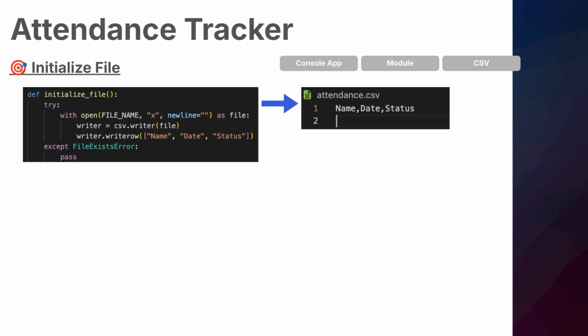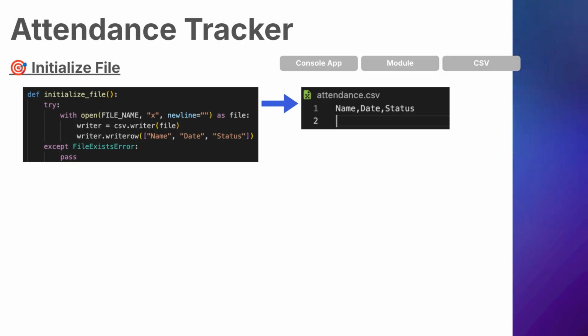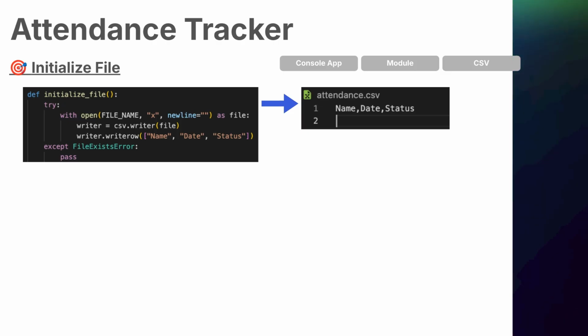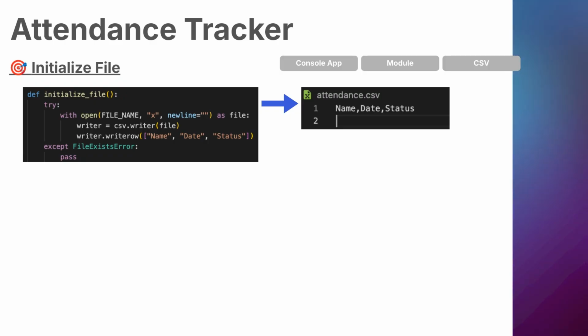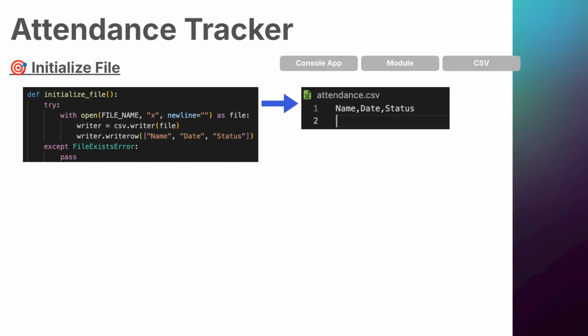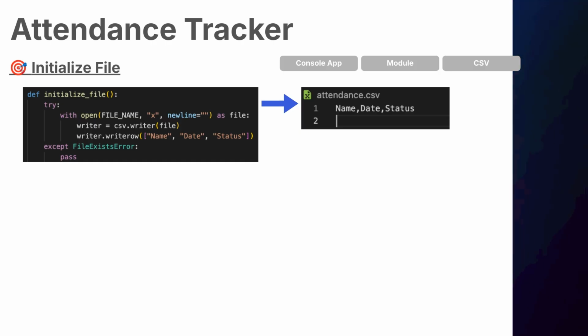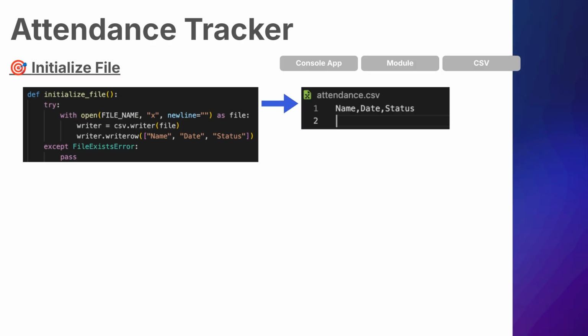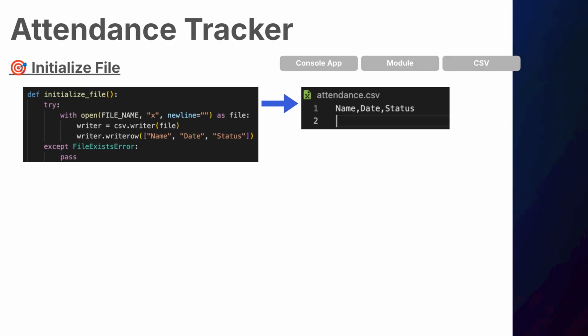Now let's look at the initialize file function, which is the very first thing that runs when the program starts. The purpose of this function is simple but very important. It makes sure that the attendance file exists before we try to use it. Without this step, the program wouldn't know where to save attendance data, and that could lead to errors later. When this function runs, Python tries to create a new CSV file using the file name we defined earlier. At the same time, it writes the header row, which includes the column names for the student's name, the date, and the attendance status. This gives the file a clear structure right from the beginning.